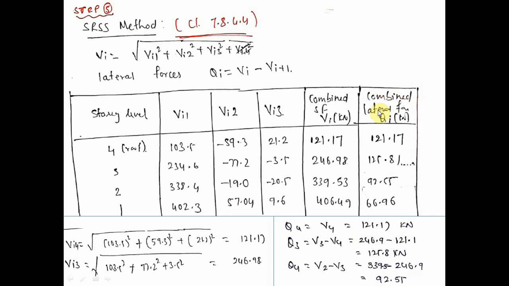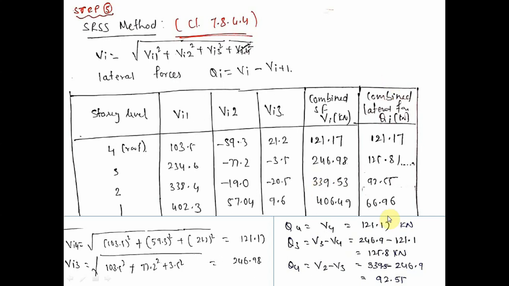From that, I have to calculate lateral story force. These are V values, these are Q values. Q values are for each of the stories. The V value is combined together. So at the top it remains as it is. Next, for the third floor, 246.98 minus 121.17, you get 125.8. I have shown a typical calculation here. Second floor, 339.53 minus 246.98, you get this value. This minus this, you get this value. So this is how this table is completed.